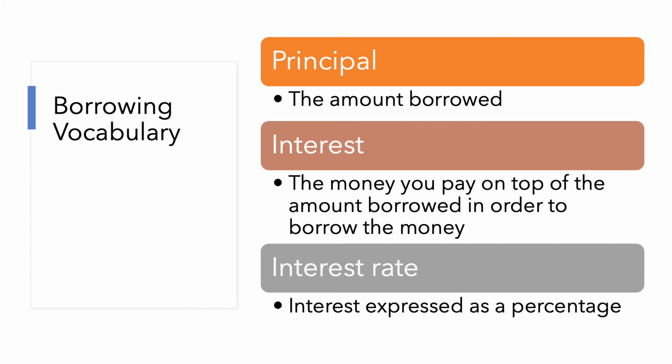There's some vocabulary that you need to understand in order to understand borrowing in general. Your principal is the amount that you are borrowing, and your interest is what you need to pay on top of what you've borrowed to the lender.